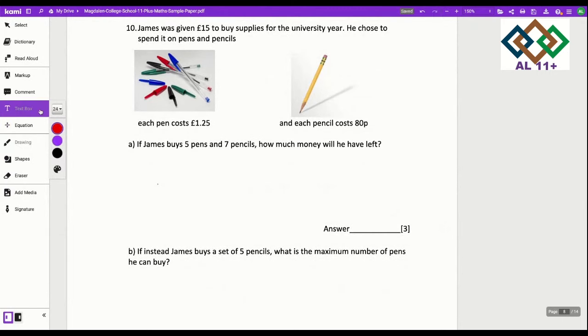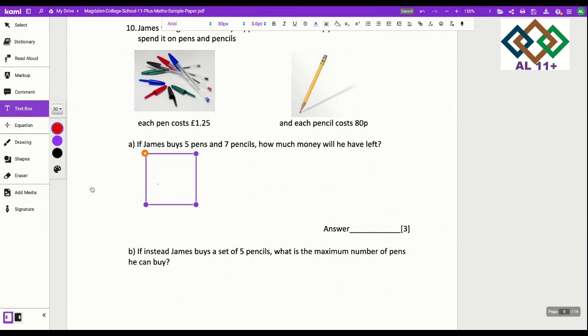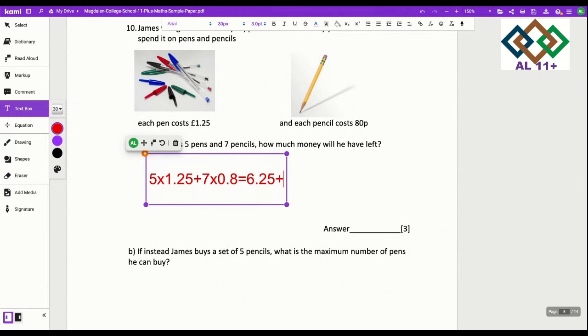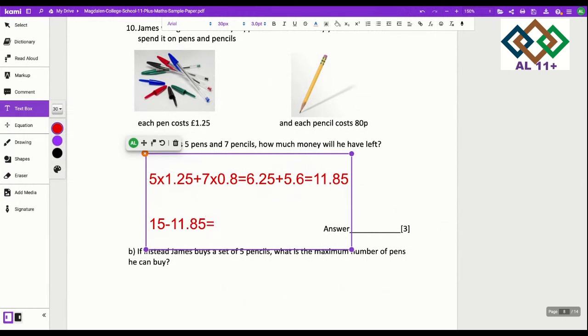So let's use a typing one now. So we know that it's 5 multiplied by 1.25, plus 7 multiplied by 0.8, that equals 6.25 plus 5.6, that equals 11.85, and then you just have to subtract it. 15 minus 11.85 will give you 3.15.